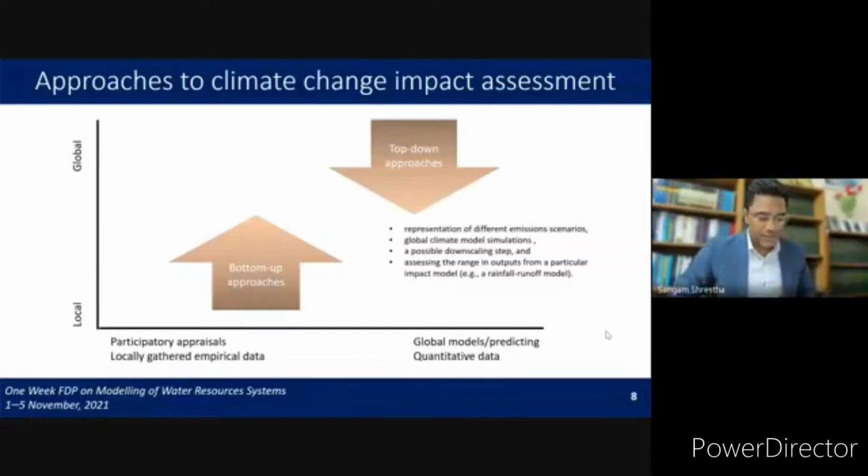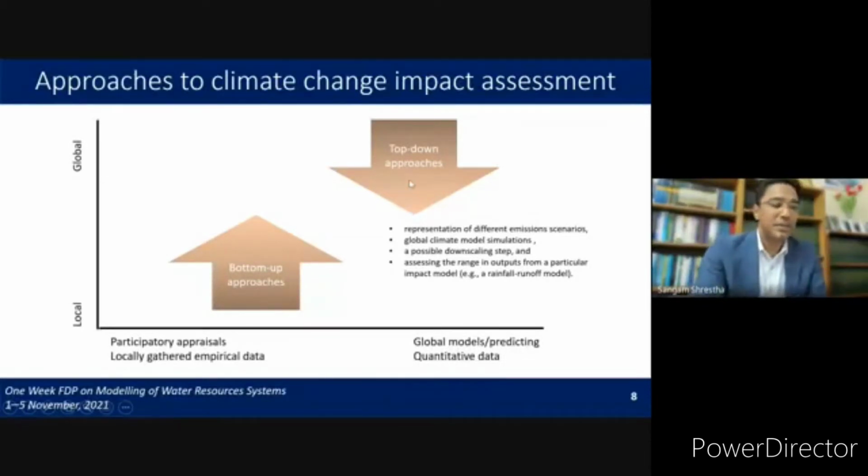So as I mentioned, climate change impacts the hydrology and water resources of any given location. It can be a watershed, it can be a river basin, and so on. So there are basically two approaches available to conduct climate change impact assessment on the hydrology and water resources. One is called the top-down approach, and the second is called the bottom-up approach.